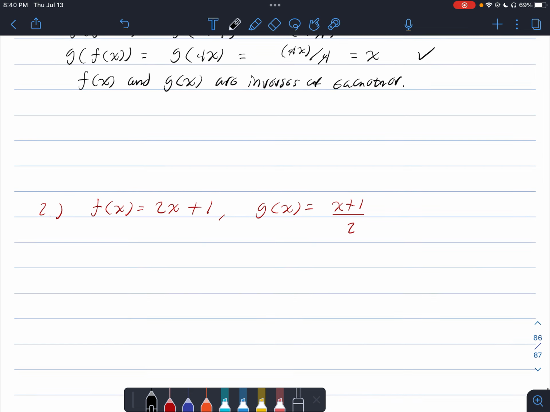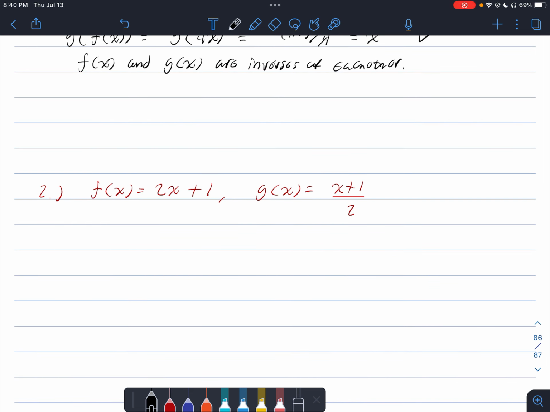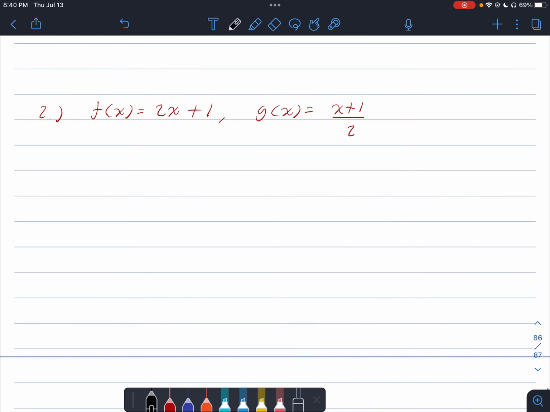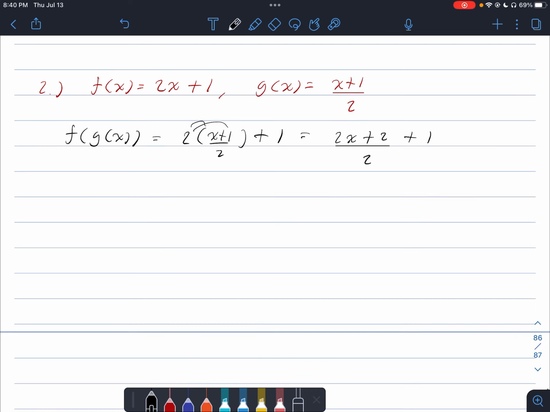Okay? It's not always true. So let's take a look at this example. Here we have f of x and g of x, where f of x is equal to 2x plus 1, and g of x is now equal to (x plus 1) over 2. So let's go ahead and try the first direction, f of g of x. So here we have 2 times (x plus 1) over 2, plus 1. So let's go ahead and distribute everything. So if we distribute this, we get (2x plus 2) over 2, plus 1.